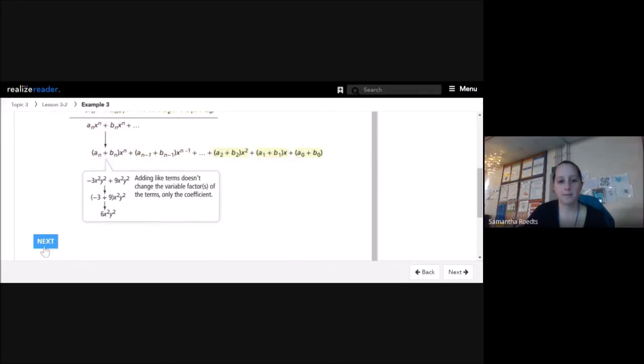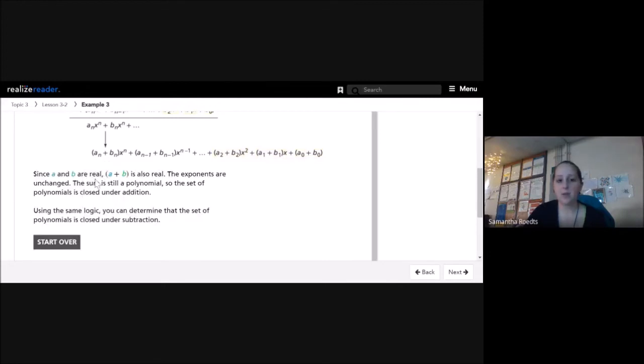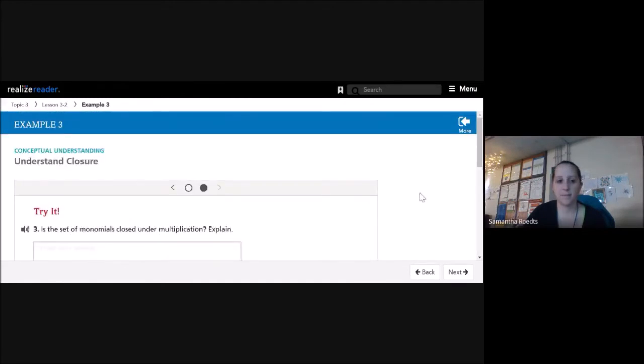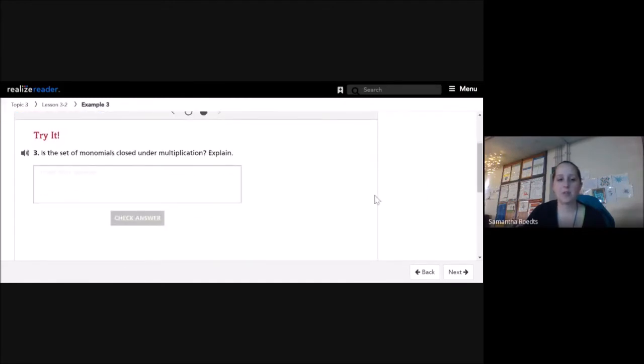Okay. It continues in the same manner. Since a and b are real, a plus b is also real. The exponents are unchanged. The sum is still a polynomial. So the set of polynomials is closed under addition. Using the same logic, you can determine that the set of polynomials is closed under subtraction. Is the set of monomials closed under multiplication? Please explain.